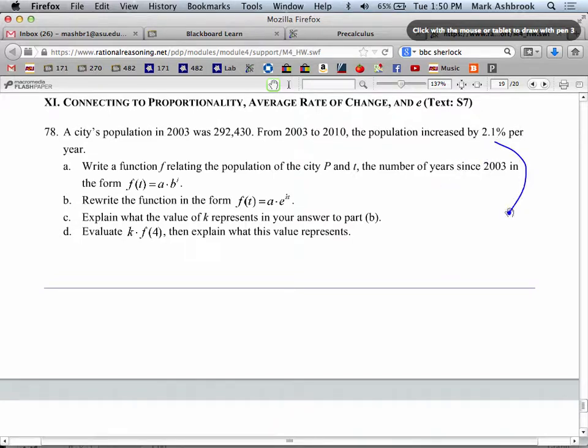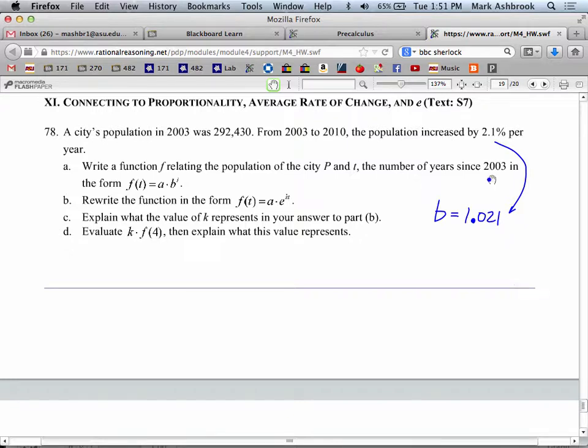No, this is the true increase percent. Therefore, we can say that B equals 1.021. A true increase of 2.1% means a growth factor of 1.021.